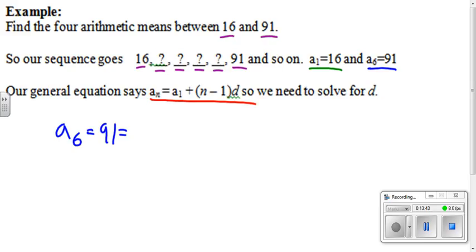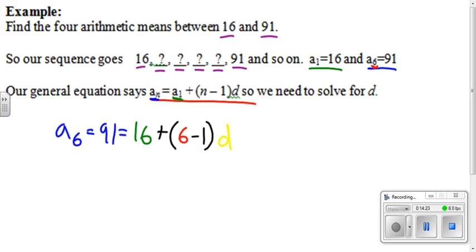So we would say a sub n, or a sub 6, or 91, is a sub 1, which is 16, plus n, which is going to be 6, is our a sub n, or our a sub number is 6 in this case, minus 1. And our common difference, that's the piece that we don't know quite yet, so we'll leave that as d. We're trying to solve for d in this case. So we put our a sub n, a sub 1, and our n, because those are the pieces we know.